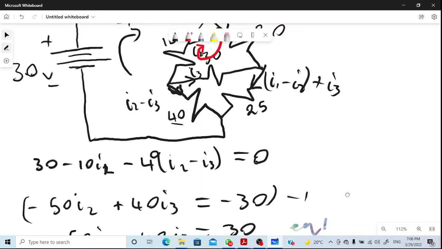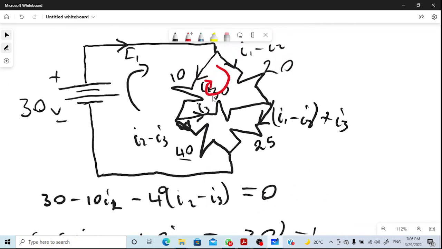Now the equation for this one will be minus 20 multiplied by this. Then when I go to this direction, since it goes to the opposite direction, I'm gonna add, because when it goes to the same direction I was subtracting, right? And then this one I'm gonna add too, because it goes to the opposite direction. Okay, fine.